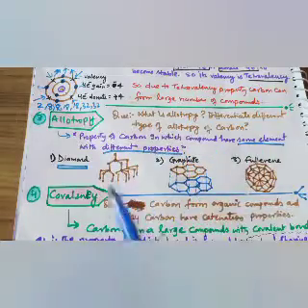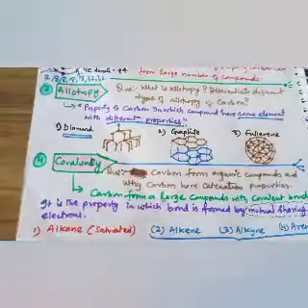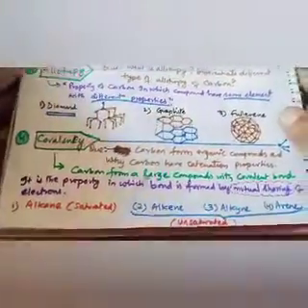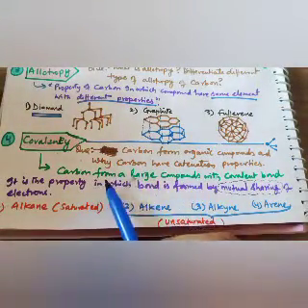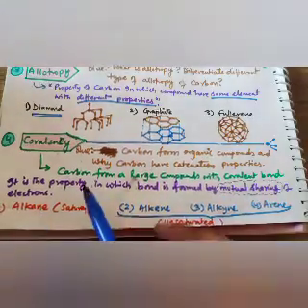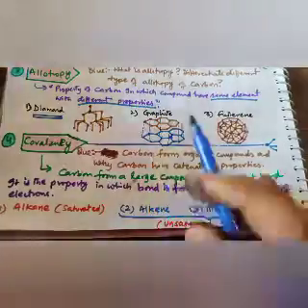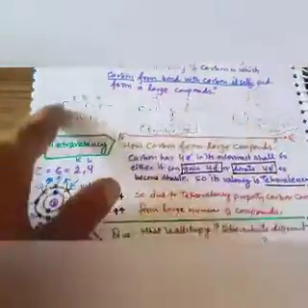So now the fourth is covalency. Now what is covalency? Covalency comes from covalent bond. And what is a covalent bond? Covalent bonds are the bonds which are formed by mutual sharing of electrons. This is the property of carbon in which carbon is bonded with carbon, as we have studied here, with the formation of mutual sharing of electrons.